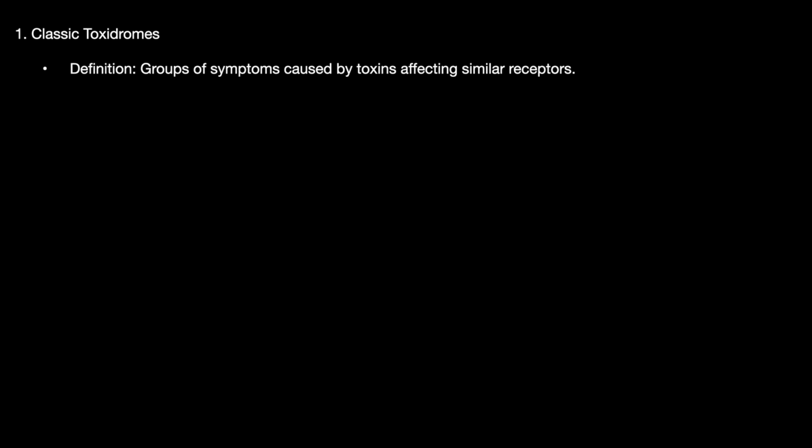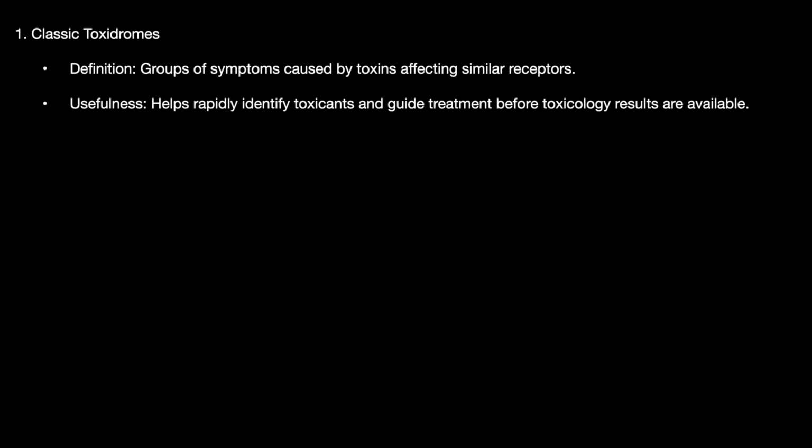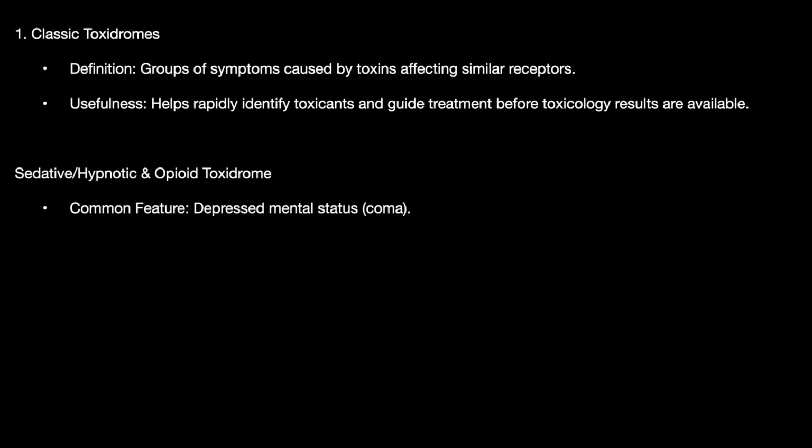Coming first to the classic toxidrome, the definition here is a group of symptoms caused by toxins affecting a similar type of receptors. The usefulness lies in rapidly identifying the toxicants and guiding the treatment before we get a toxicology report. Now, the first toxidrome is the sedative hypnotic and the opioid one.